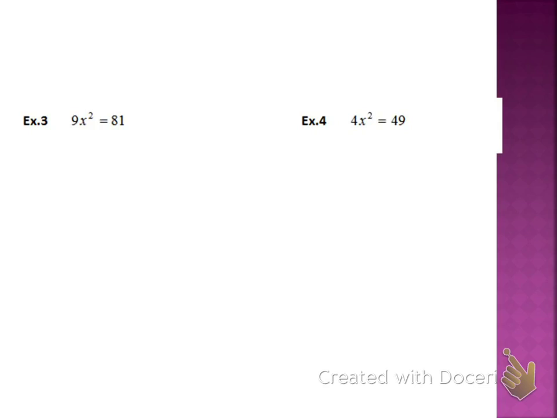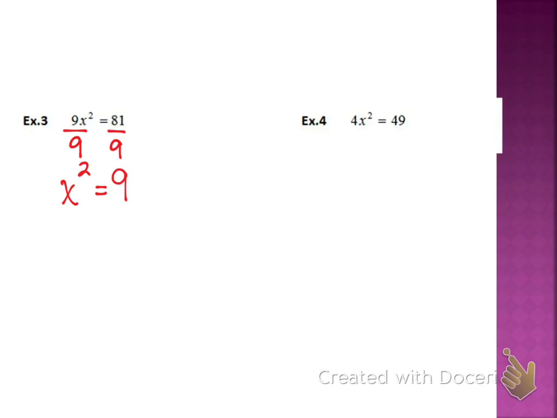What operation's happening between the 9 and the x squared? Multiplication. How do we undo that? Division. Divide both sides by 9 first. x squared equals 9. 81 divided by 9 would be 9. Are we okay with that first step? I think some people were jumping ahead.